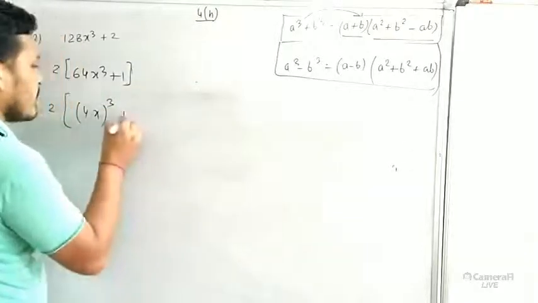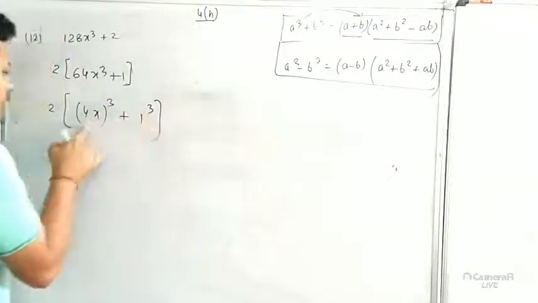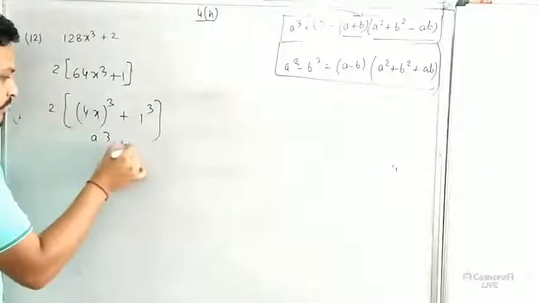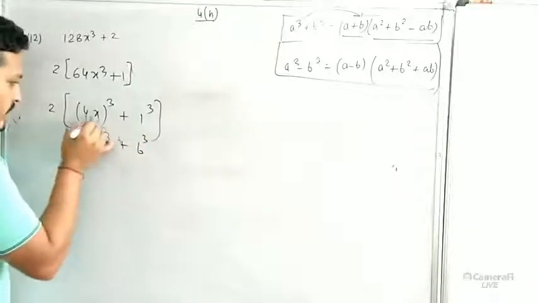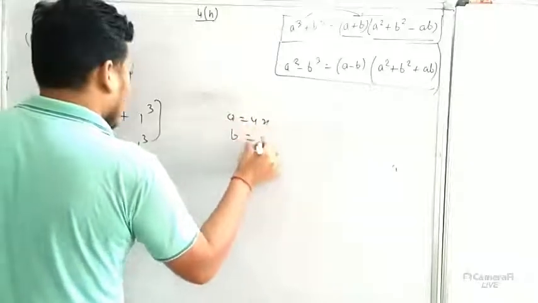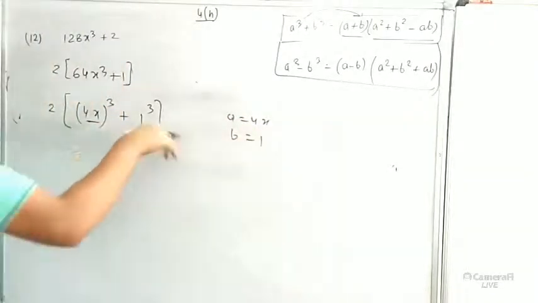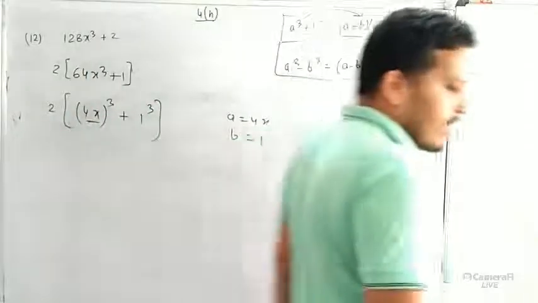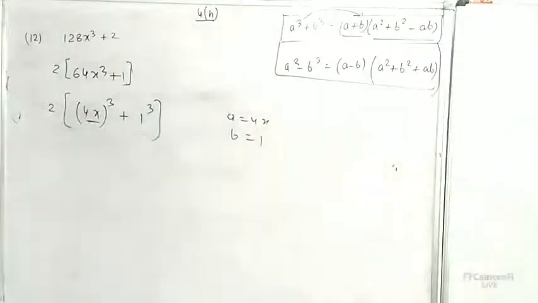Next, this part we can write as 1 cube. So this is a cube plus b cube. What is a? A is equal to 4x and b is equal to 1. With the help of this we can expand it and calculate your answer, and write in the comment section what the possible answer will be.